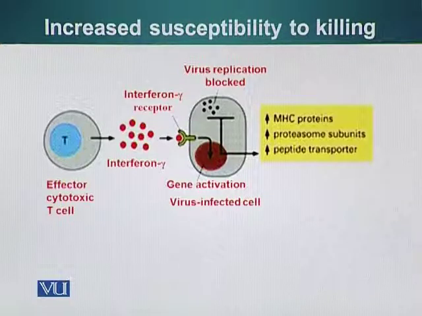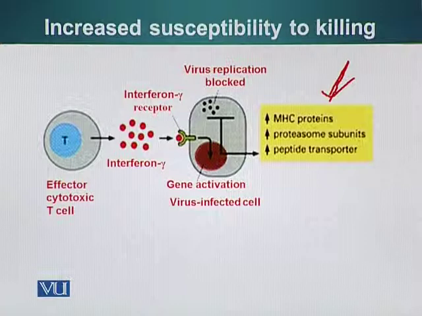Also, effector cytotoxic T cells can release different signaling molecules. Interferon gamma, for example, once it is released, causes the cells around the infected cells to adopt a strategy that will block the virus or the intracellular pathogen from infecting them. For example, these gamma interferon molecules can allow cells to increase MHC protein production. They also increase the proteasome subunits, which have the ability to degrade different molecules, and also peptide transporters. When these interferon gamma molecules bind the receptor, they result in gene activation, which results in viral replication blockage using different strategies.